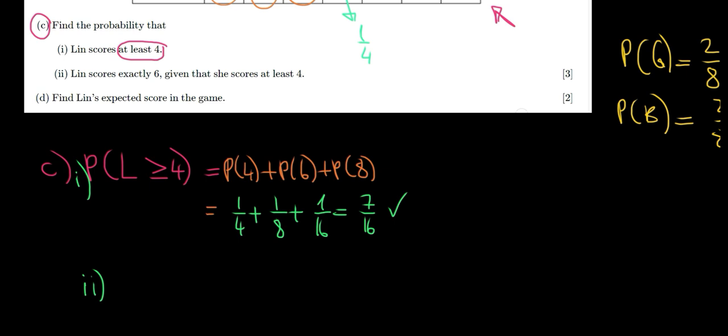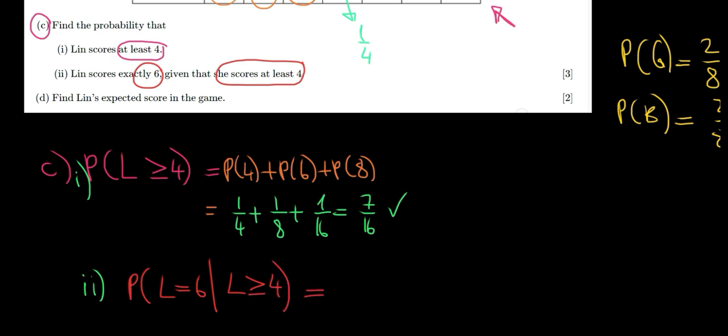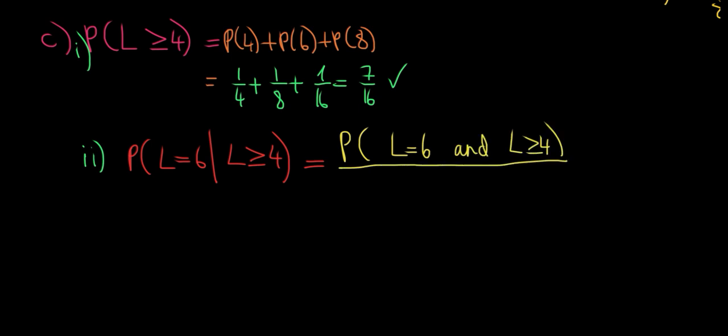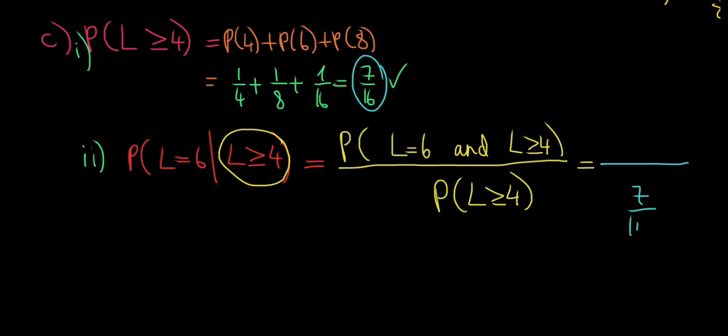For the second part, we have to score exactly 6 given that Lynn scores at least 4. So probability that the score is exactly 6 given that the score is at least 4, meaning greater than or equal to 4. So I'm going to use the conditional probability structure, and I'm going to say that this is probability of L equals 6 and L is greater than or equal to 4, divided by the probability that L is greater than or equal to 4. Now, probability that L is greater than or equal to 4 is over here. We already did, so I'm going to write 7 over 16.